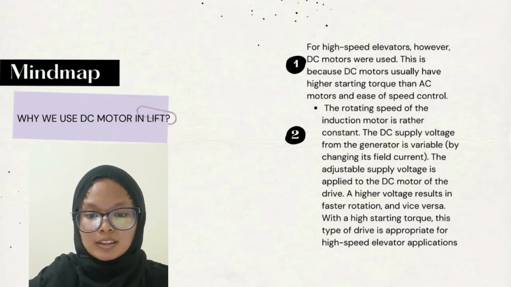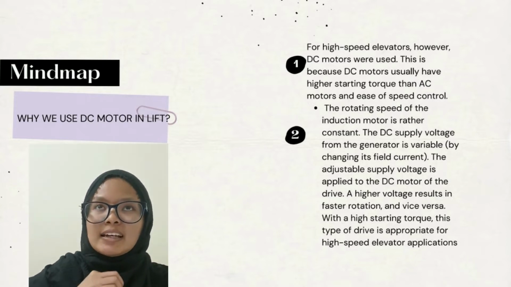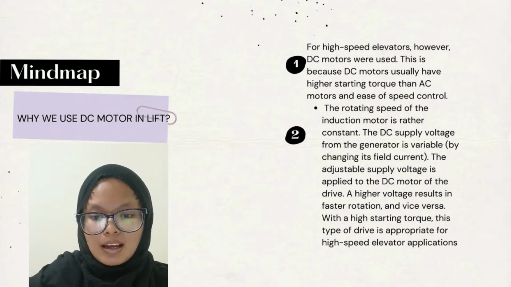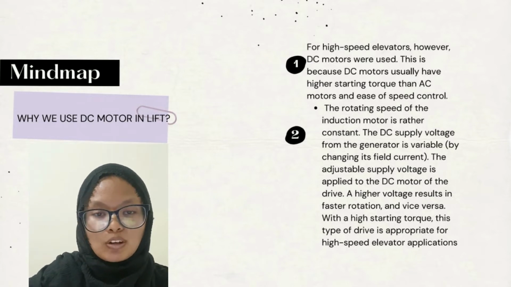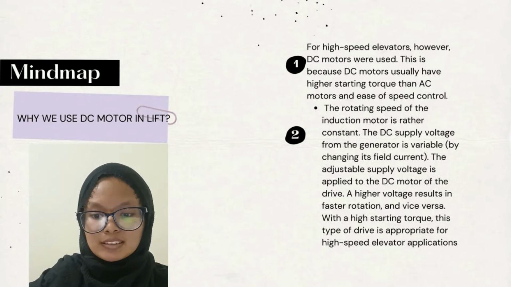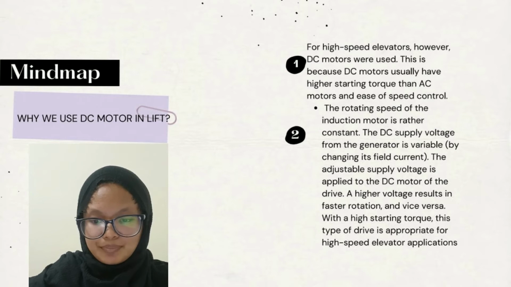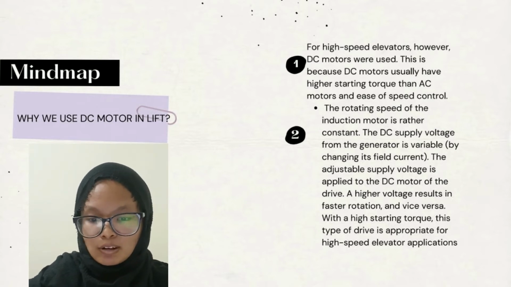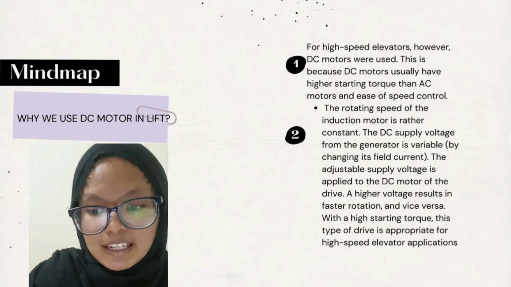The DC supply voltage from the generator is variable, so by changing its field current, the adjustable supply voltage is applied to the DC motor of the drive. A higher voltage results in faster rotation and vice versa. With a high starting torque, this type of drive is appropriate for high-speed elevator application.